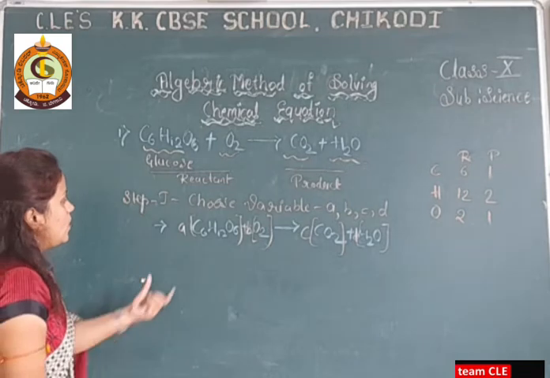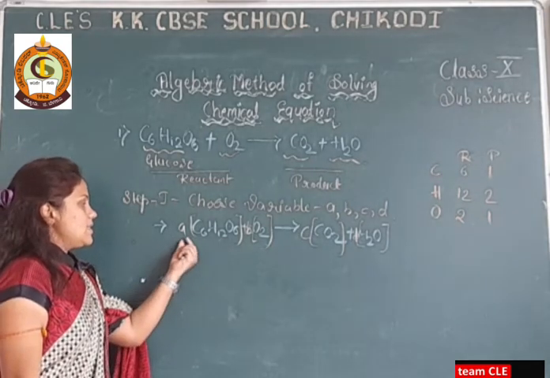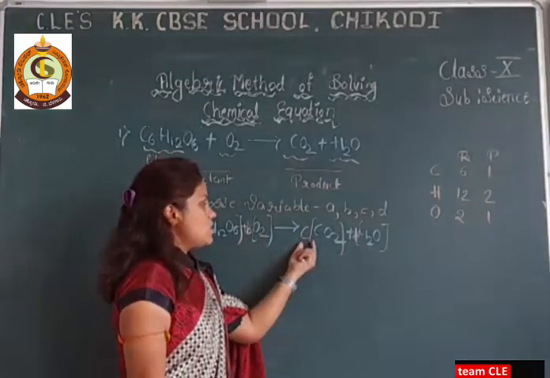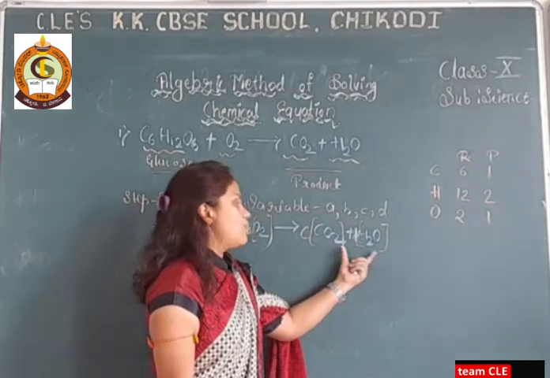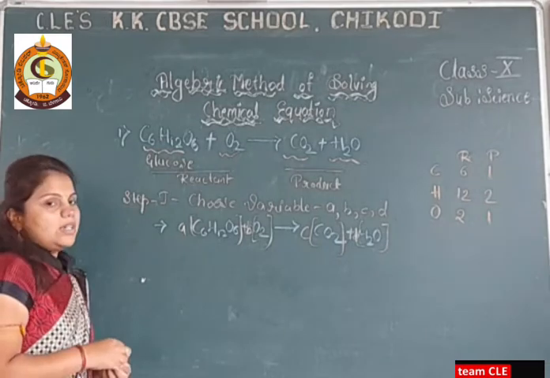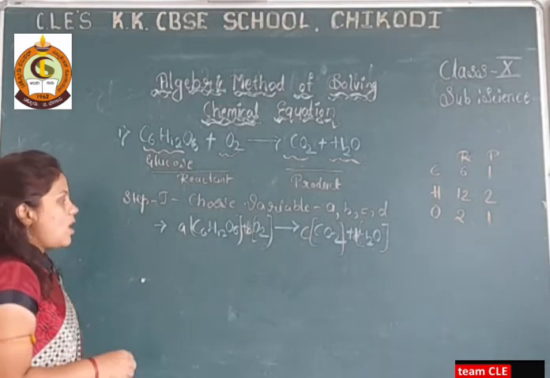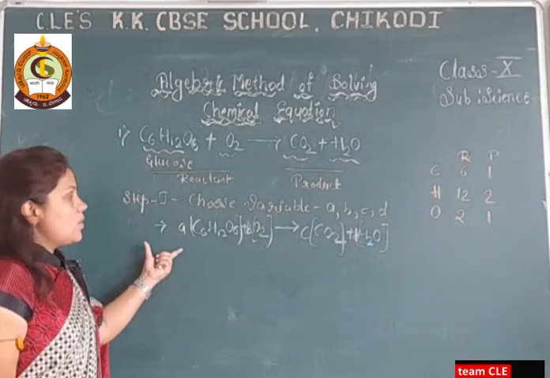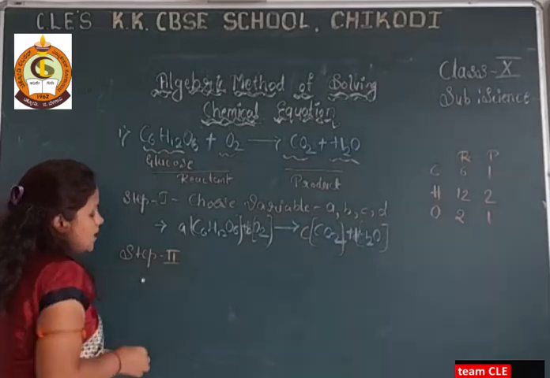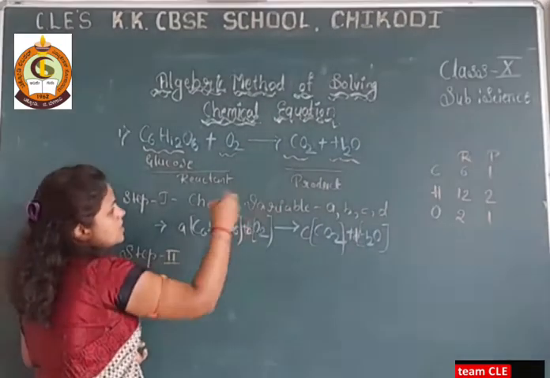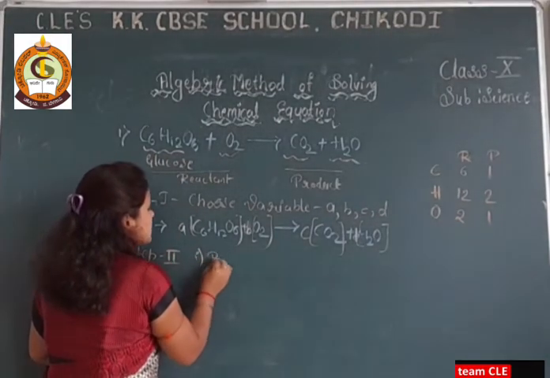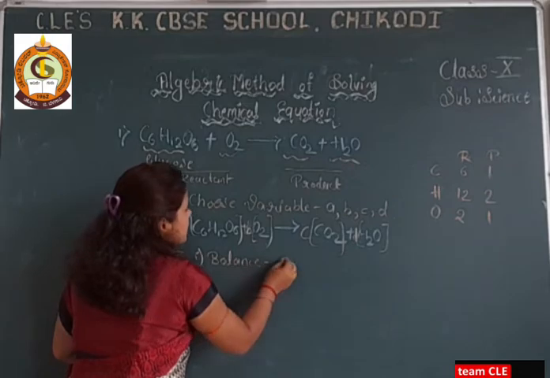Now we have the formula as A C6H12O6 plus B O2 gives rise to C CO2 plus D H2O. In the next step, each and every element has to be balanced. Let's look at how to get the algebraic equations. In step 2, first we go for the carbon. Balance carbon.